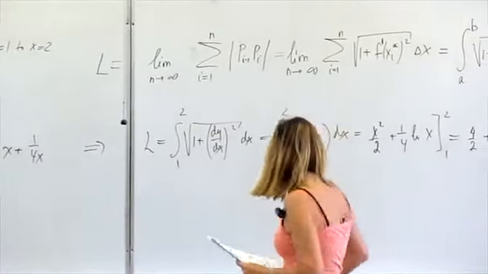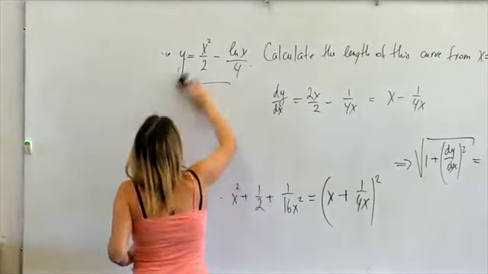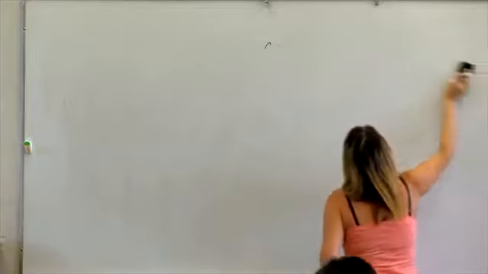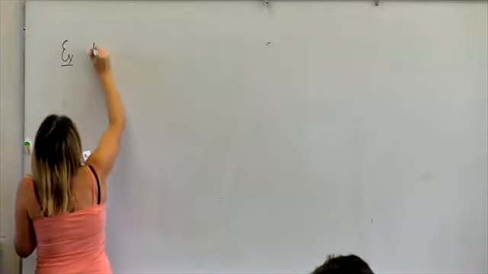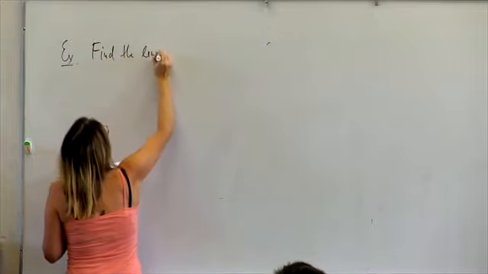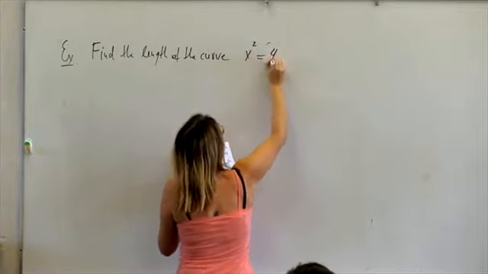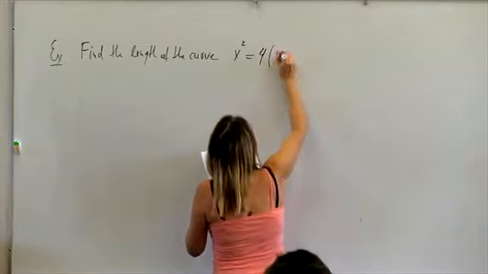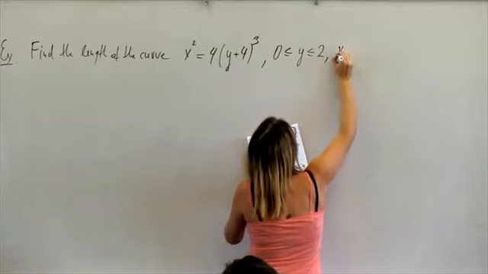Okay, I'll give you another example. Find the length of the curve x squared equals 4(y plus 4) cubed, where y ranges between 0 and 2 and x is positive.